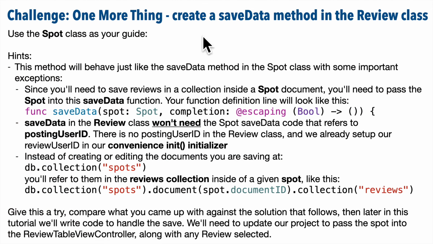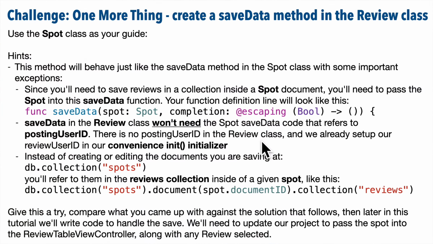Now that implies a saveData inside of the Review class is going to also accept a Spot. So when you declare it, you're going to also be passing in the Spot. I give you an example of that right here when you declare the saveData function. Now another thing that's going to be different inside of saveData in the Review class, you won't need any of the stuff in your Spot saveData code that refers to posting user ID. There's no posting user ID in your Review class. We've already set up our review user ID in our convenience initializer that doesn't accept any parameters.